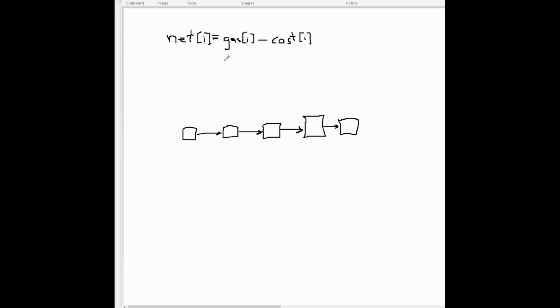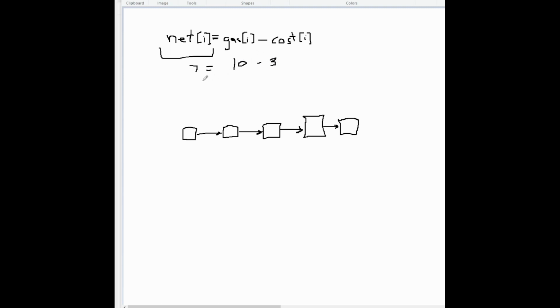Now let's think about what this net array will mean. What the net array will mean is that if at some gas station I can get, say, 10 gallons, and the cost to move to the next station is 3 gallons, that means that passing through this gas station, net I will equal 7. 7 equals 10 minus 3.